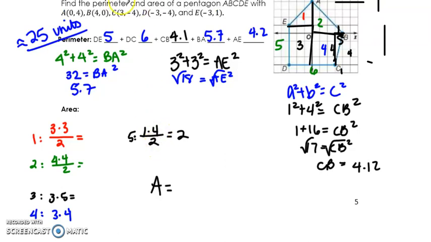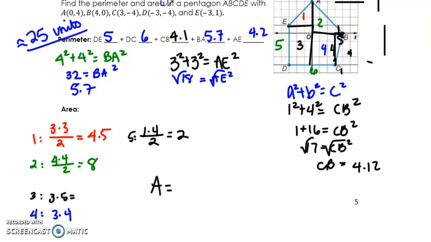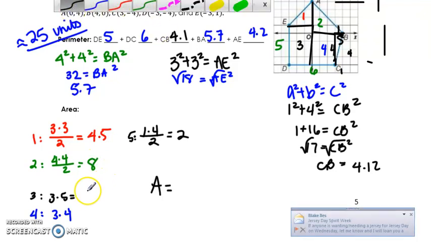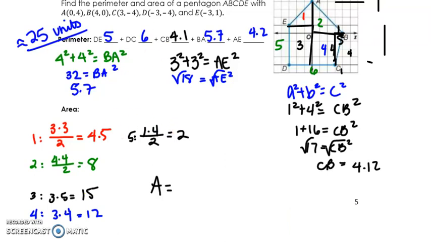So going through and finding the area of each of those: 9 divided by 2, 4.5. 4 times 4, 16 divided by 2, 8. 3 times 5, 15. And we end up just with a 3 times 4 there of 12. So adding up all of these areas, that's going to give you 41.5 units squared.